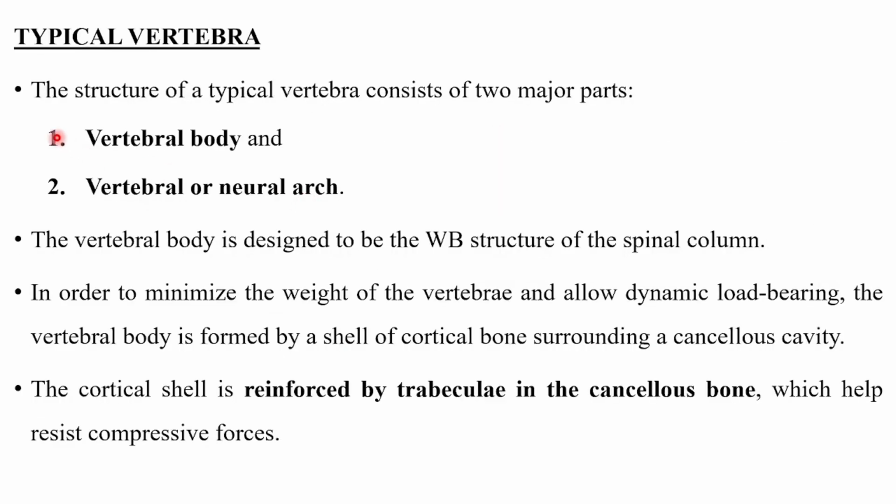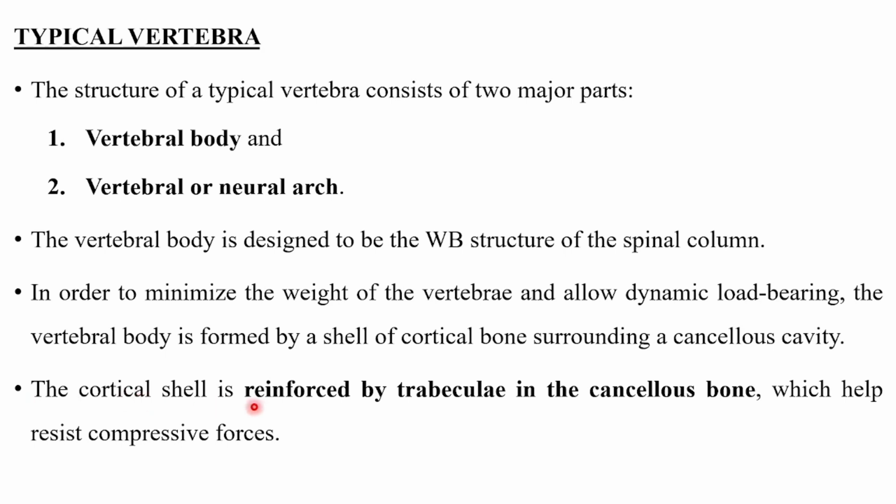So coming to the typical vertebra, the structure of a typical vertebra consists of two major parts: the vertebral body and the vertebral or neural arch. The vertebral body is designed to be the weight-bearing structure of the spinal column. In order to minimize the weight of the vertebrae and allow dynamic load bearing, the vertebral body is formed by a shell of cortical bone surrounding a cancellous cavity. So this is not a solid block of bone. This is just a shell of cortical bone surrounding a cancellous cavity.